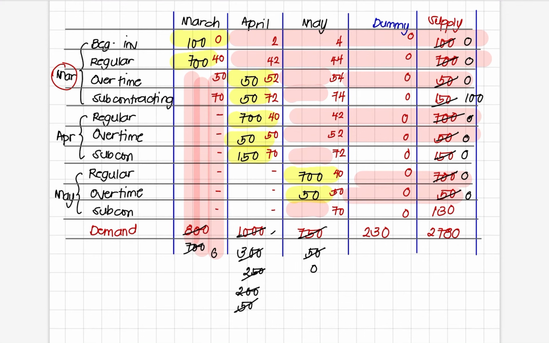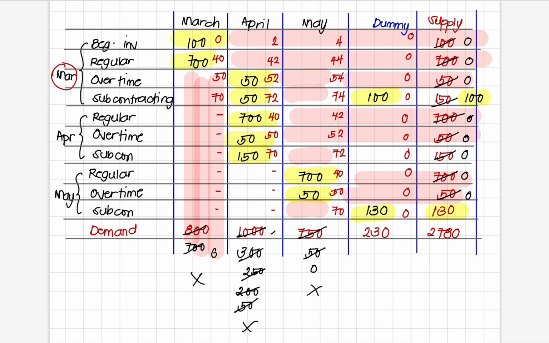But take note, ang main goal naman natin is to fully utilize the demand for the period. So, dahil ubos na for March, ubos na for April, ubos na rin for May, yung matitira natin na supply will be going to the dummy column. Okay? So, may dummy column tayo, 100 dito, and then this is 130. So, ito yung mga naging dummy columns natin. Kasi meron pa akong 100 doon, and then ito, meron pa akong 130.